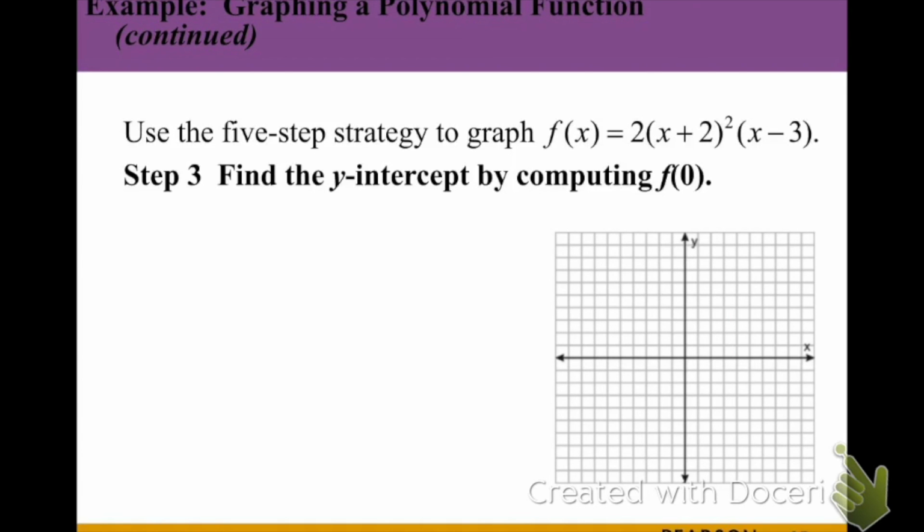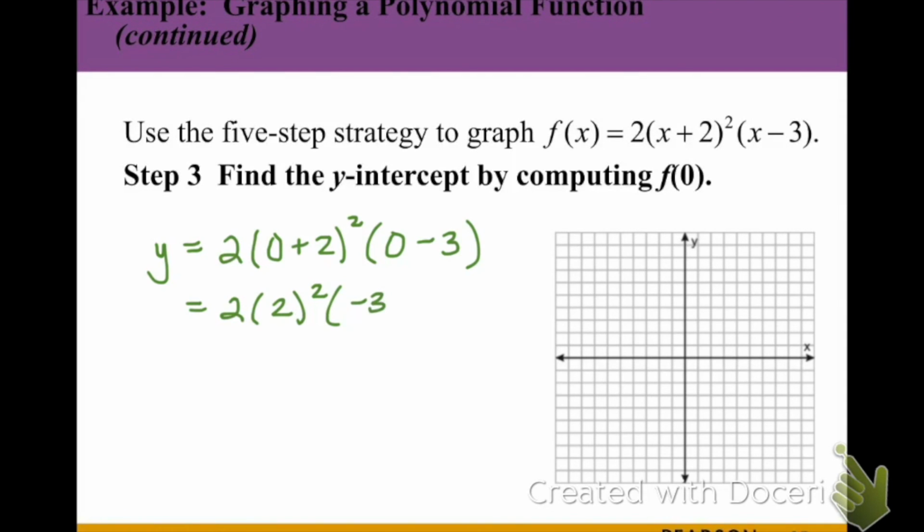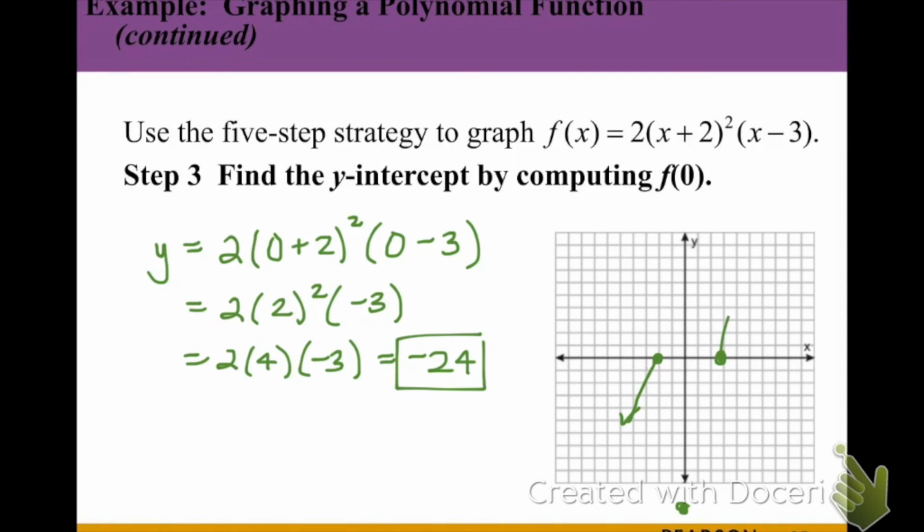We can do this by finding out the y-intercept. Well, unlike finding the x-intercepts, where we're going to set it equal to 0, to find the y-intercept, we're going to plug in 0 for the x's. And so if we do that, we're going to get 2 times (0 plus 2) squared times (0 minus 3), which if we go ahead and simplify, is going to give us a y-intercept here of a negative 24. And so we can go ahead and add that to our graph. And so we know that the graph is going to go all the way down and cross the y-intercept, which is off the graph here at negative 24, but we're kind of getting this smooth, continuous shape of our polynomial.